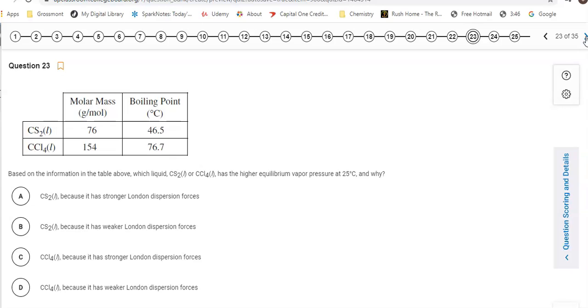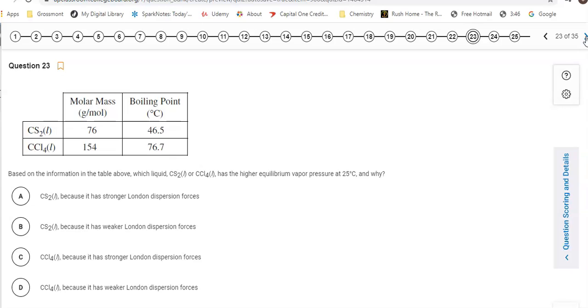Okay, so you're given carbon sulfide and carbon tetrachloride. Let's see, boiling point of carbon sulfide is lower. That means it has weaker intermolecular forces. It's smaller, so it has a lower mass. That would also indicate that its London dispersion forces are weaker because it has fewer electrons. So based on the information in the table above, which liquid has the higher equilibrium vapor pressure at 25 degrees?